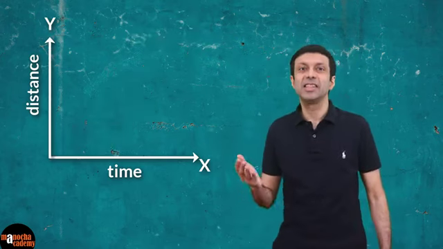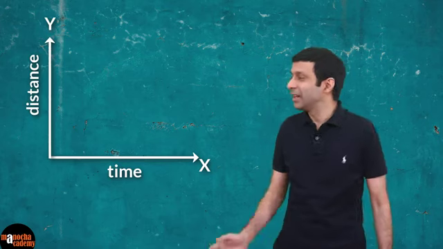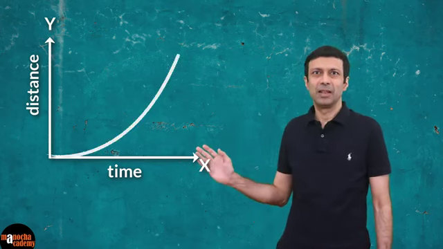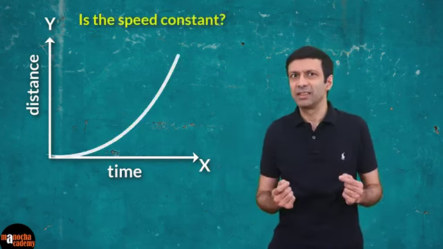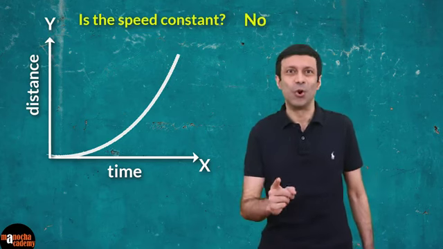Now let's say the distance time graph of a moving body is curved like this. Now is the speed constant? The answer is no.